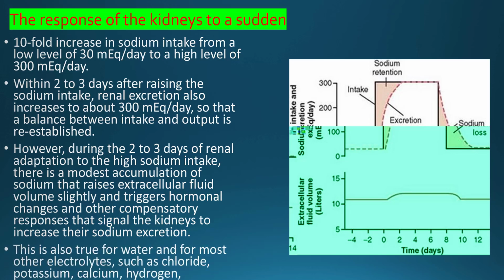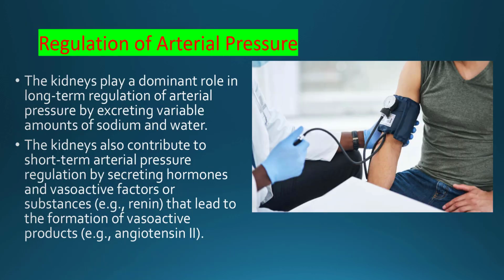It is true by the hormonal changes and increased excretory power of the kidney. This is also true for water and for most other electrolytes such as chloride, potassium, calcium, hydrogen, magnesium and phosphate ions. So if you increase the intake of water or these electrolytes, initially there will be no response for 2 to 3 days, but ultimately the body adapts to the increased concentration and starts removing the extra amount of water or electrolyte from the body and brings the elements to the normal values.